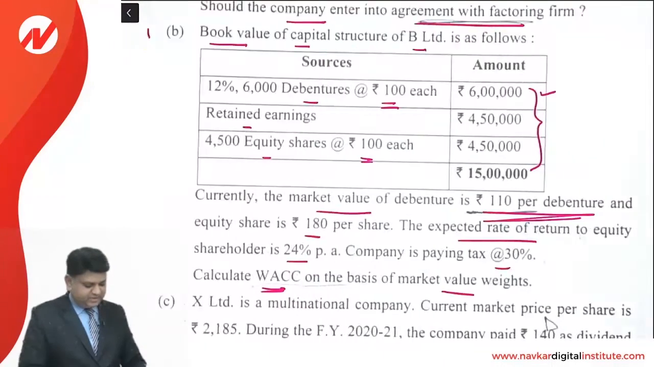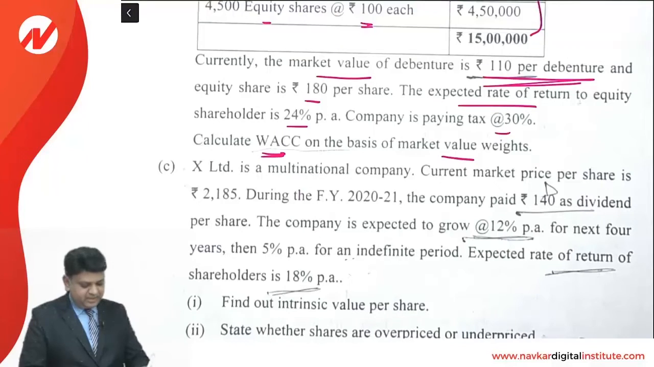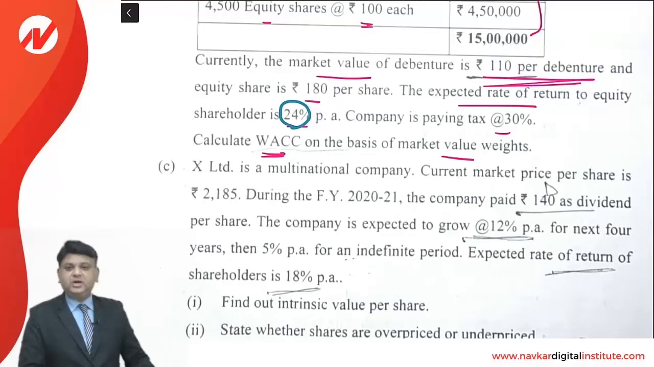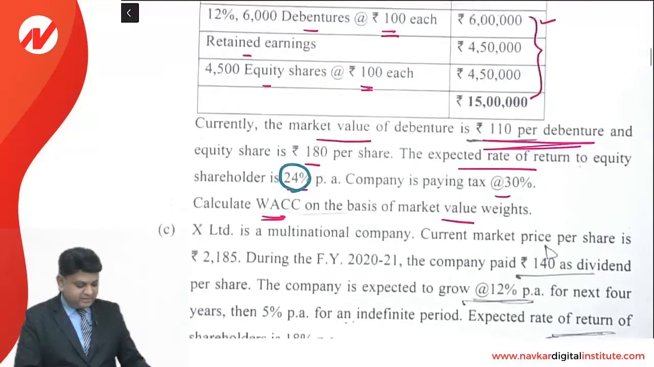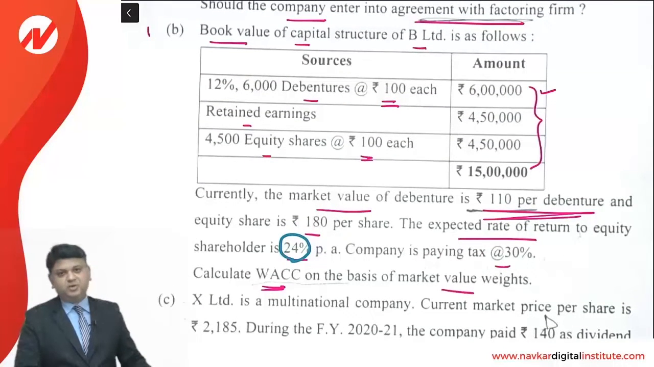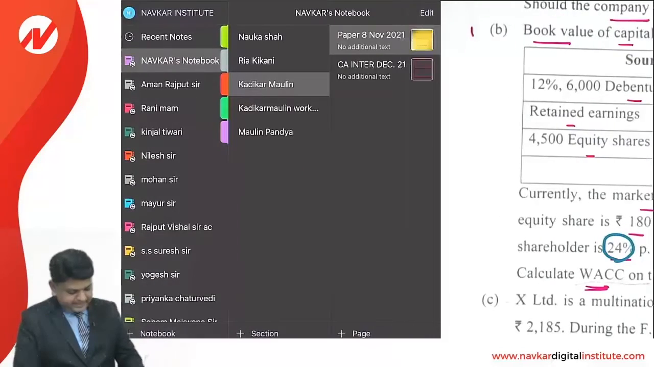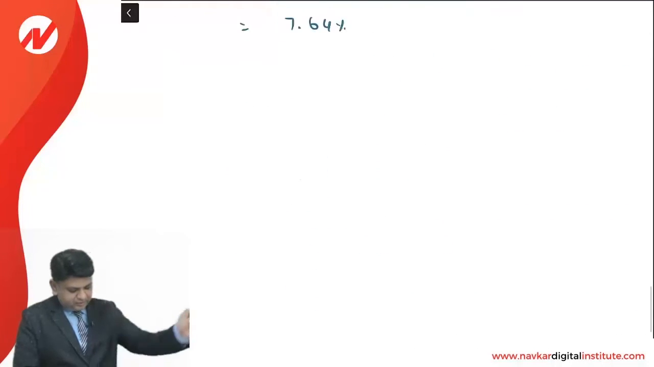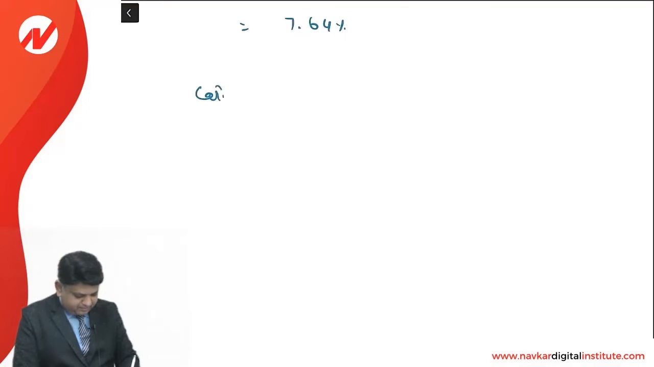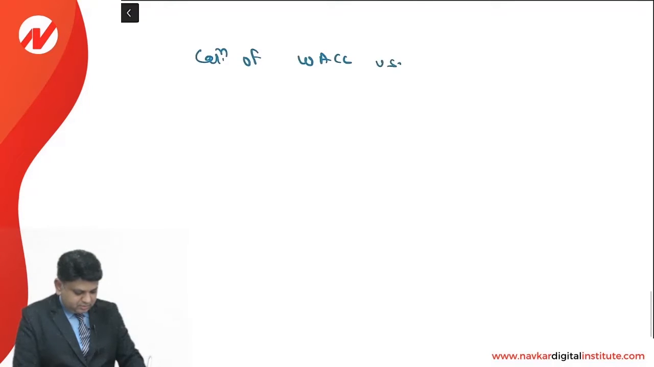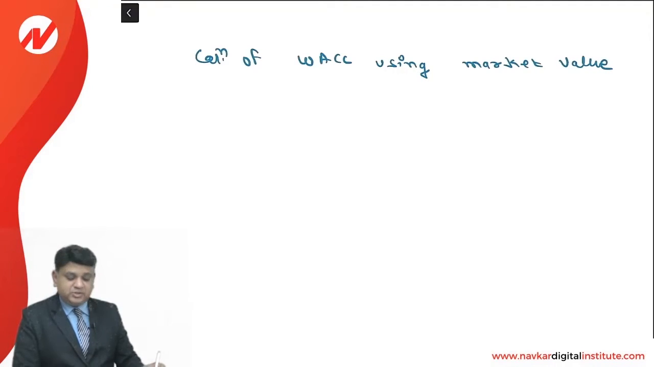As far as the cost of equity is concerned, we have been provided with the direct information, it is 24%. So taking into account the market value of the equity share and market value of the debentures, we will make the computation of the weighted average or overall cost of capital. So calculation of weighted average cost of capital using market value weight.